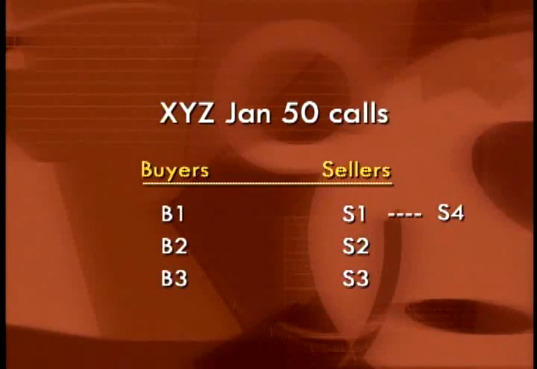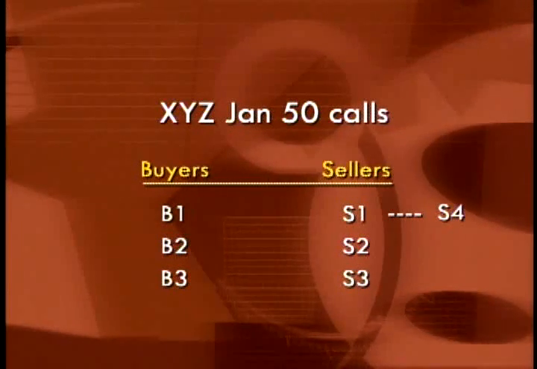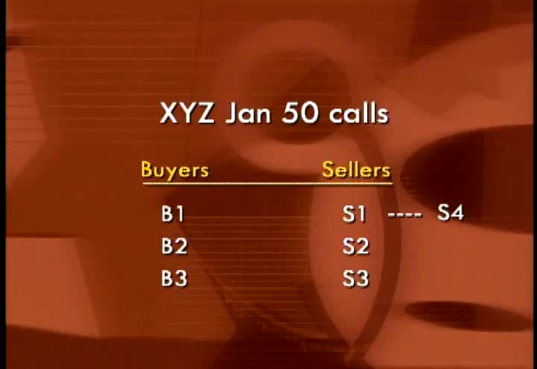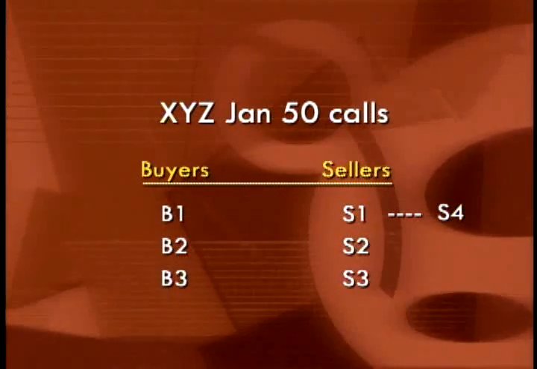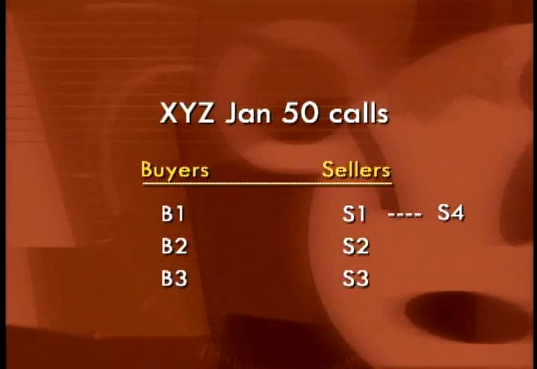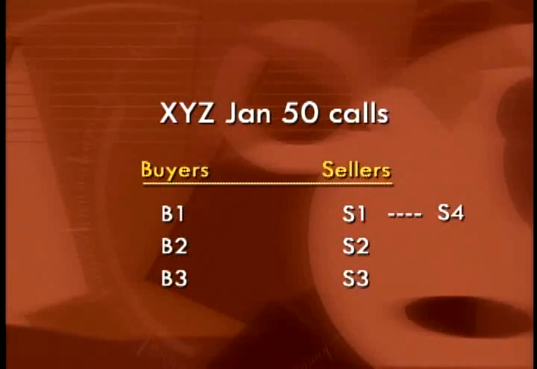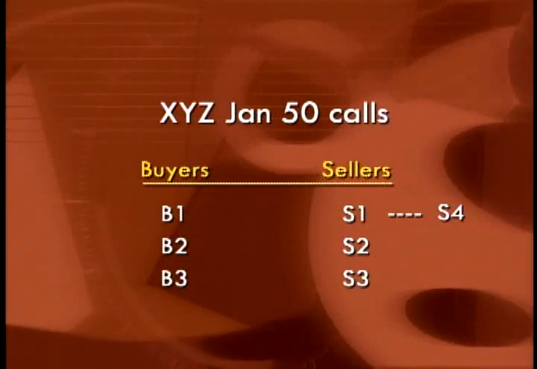Seller 1 to seller 4. So seller 1 is paying to do a closing purchase while seller 4 is receiving a premium for doing an opening sale and then joining the game as a seller at that point. So notice again, seller 1 is out of the game, seller 4 has substituted. And we still have equal numbers of buyers and sellers, which we always must have in these types of option transactions.